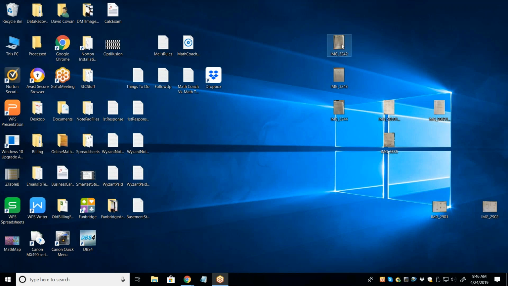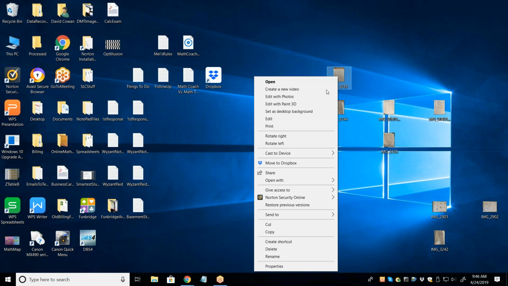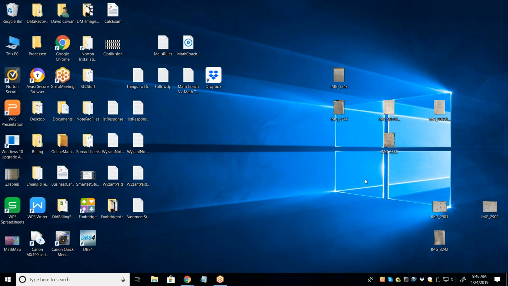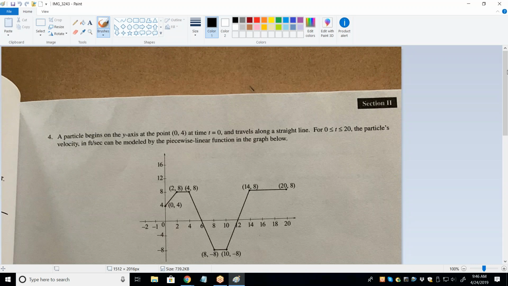So that was that page. Let me move that out of the way. I've got to go through and start naming these and storing them somewhere. All right.